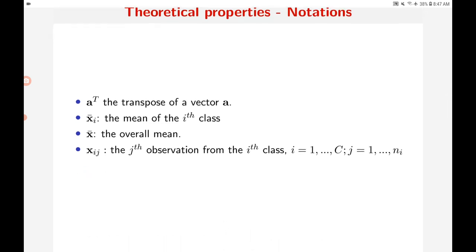To analyze the method theoretically, we first have some notations. Here we denote by a to the power of t the transpose of a vector a. Xi bar is the mean of the i-th class, and x bar is the overall mean, and xij is the j-th observation from the i-th class, i from 1 to c and j from 1 to ni.